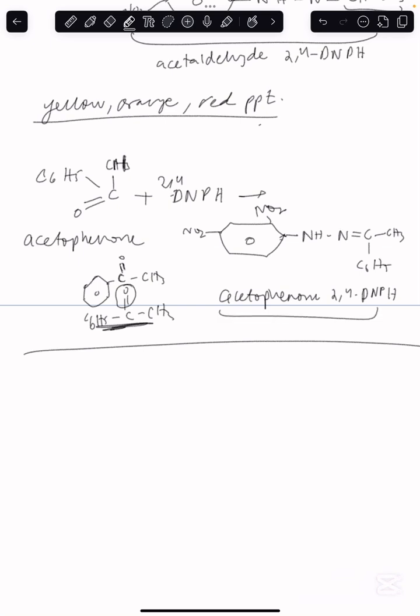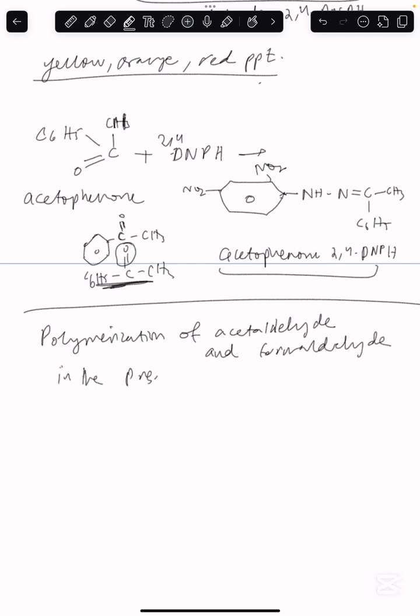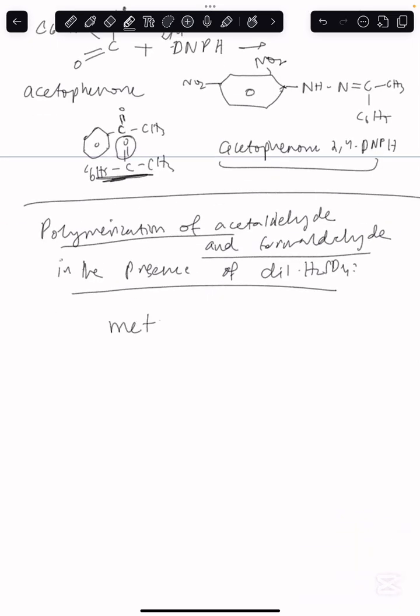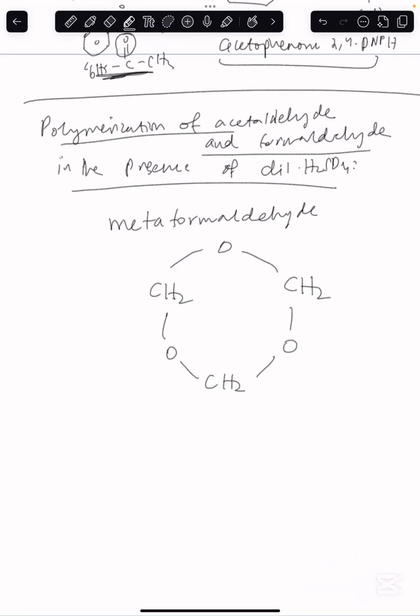So that's it. And then now we have the polymerization of formaldehyde in the presence of dilute H2SO4. What will happen is metaformaldehyde will be formed, whose structure is as follows. There's CH2 and CH2 combined by oxygen. This is combined by oxygen, and then there's another CH2 molecule. So this is a metaformaldehyde molecule.